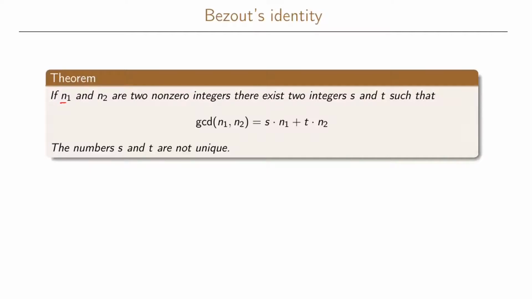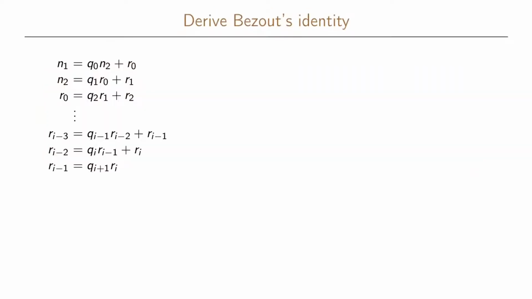If we have n1 and n2, two non-zero integers, then there exist two integers that we call s and t, such that the greatest common divisor of n1 and n2 can be written as s times n1 plus t times n2. And the numbers s and t here will not be unique. So let us derive Bezout's identity.